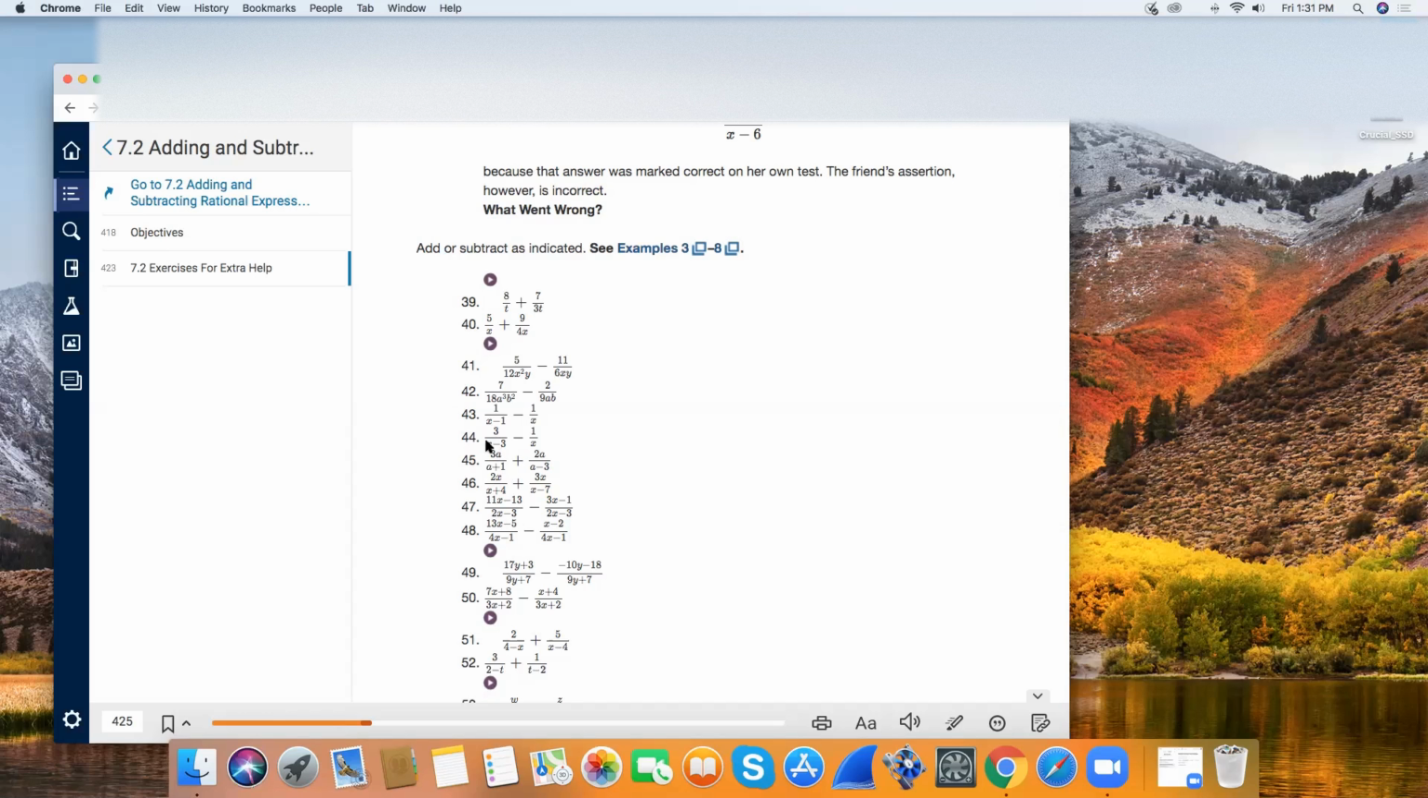Okay, so you said 42, right? Yes. Let's do 41. You guys see 41 here? 5 over 12x, second y minus 11. So the question again is add or subtract. In this case, it's subtract. So same way, we need to make the denominator the same. We need to find an LCD. Okay, let me open the whiteboard for this.